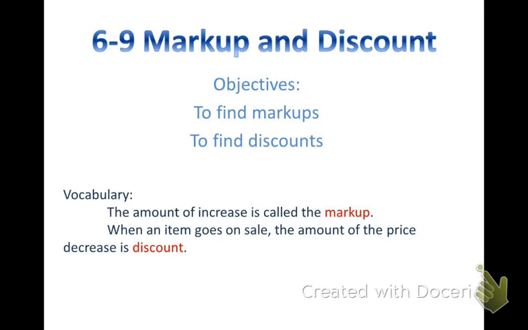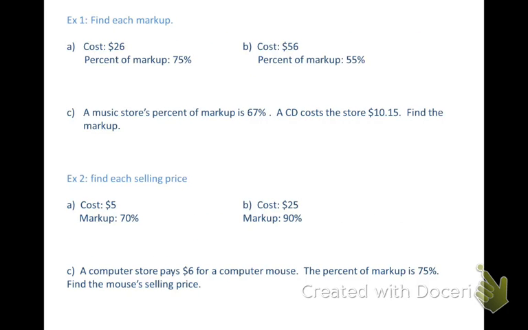Okay, today the vocabulary is the amount of increase is called the markup. And when an item goes on sale, the amount the price decreases is a discount. So, find each markup. Cost is $26. So I own a business and it costs me $26. I'm going to mark it up 75%. Okay, I need to make some money off of this.